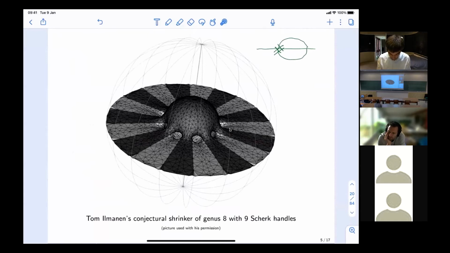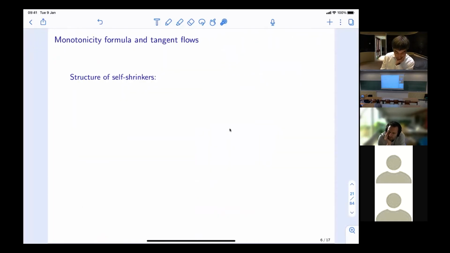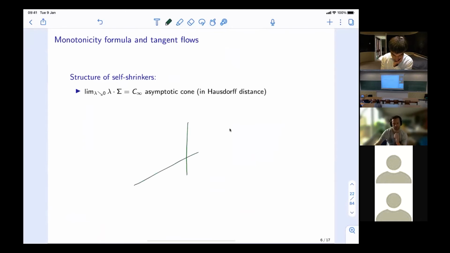So, here's maybe a bit about the structure of self-shrinkers. This is what I first said. Let me draw a picture here, that can be very instructive. So you have again here R^(n+1), and you have here one straight direction. So this is the time here.